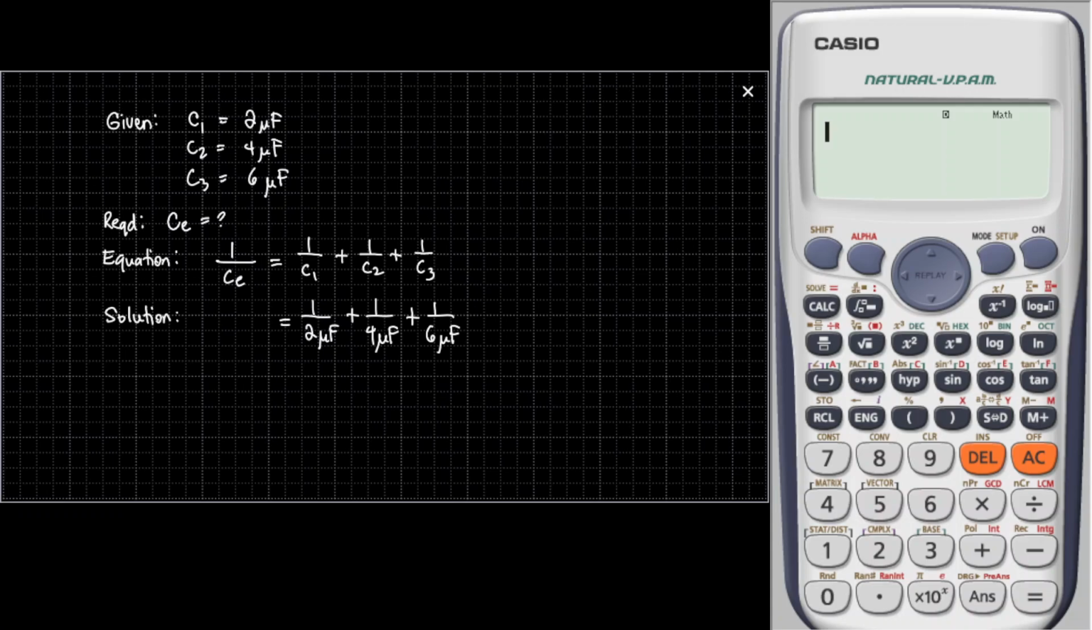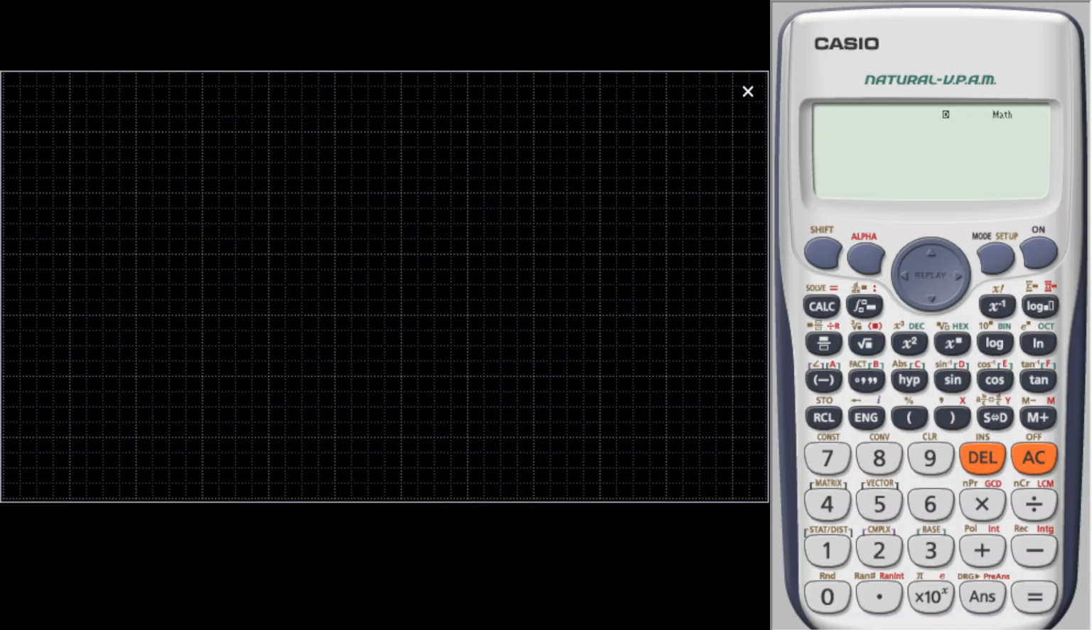Okay? And that's just 1 over CE. So let's copy this. So yeah, this is our working equation. Then you just need to plug it in your calculator.